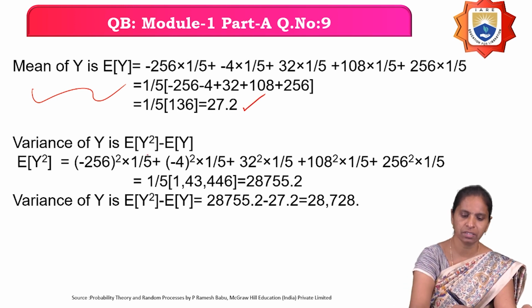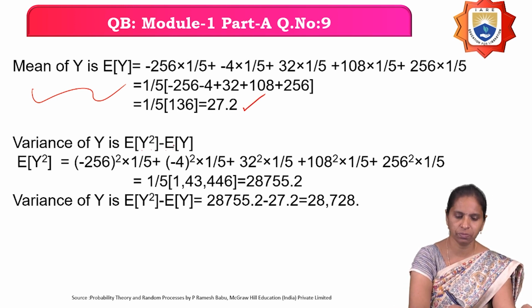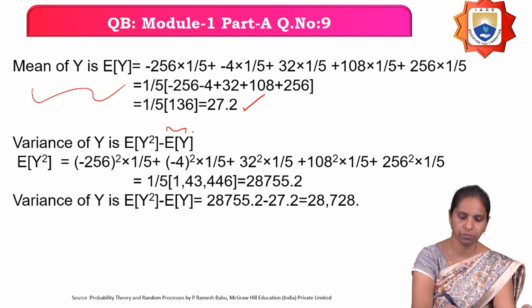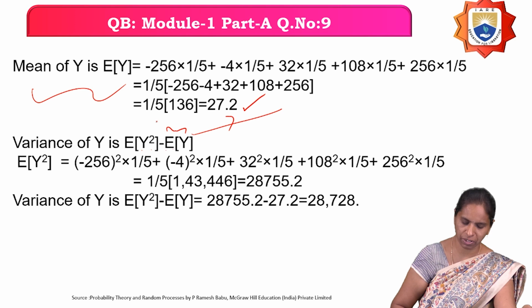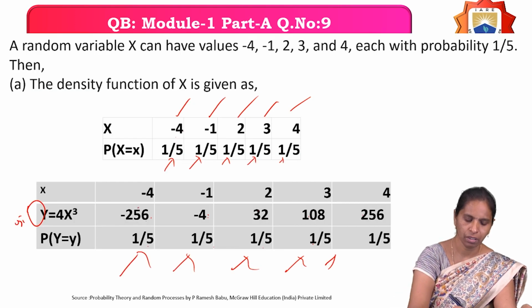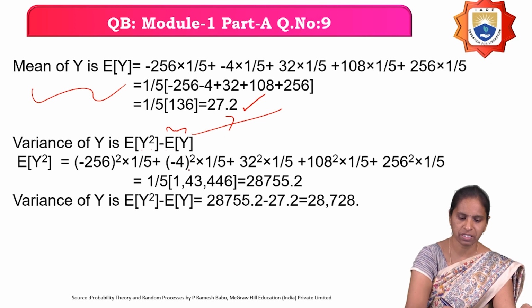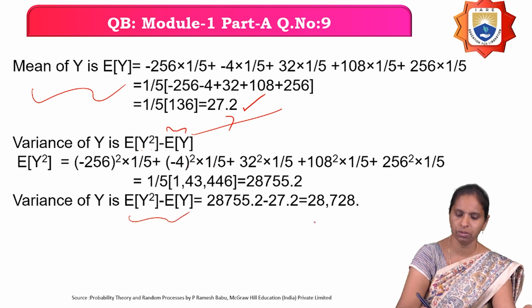Similarly, what is the variance? E of y square minus E of y whole square. Already you have calculated E of y, which you got here. And then you have to calculate E of y square. What is E of y square? Nothing but -256 square into 1 by 5 plus -4 square into 1 by 5 plus and so on. So you got the variance, E of y square minus E of y square, equals 28,728.